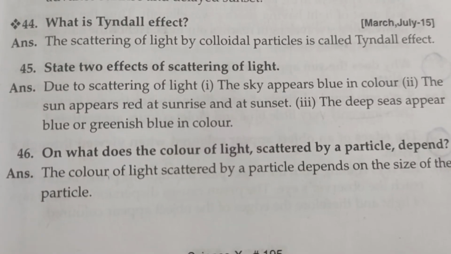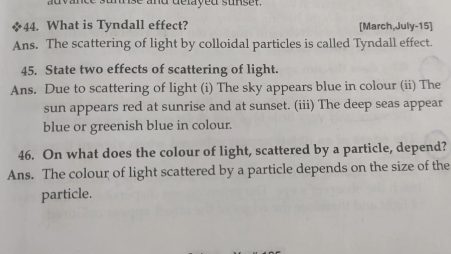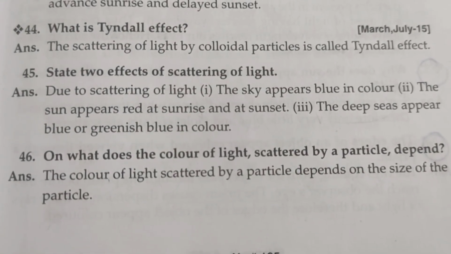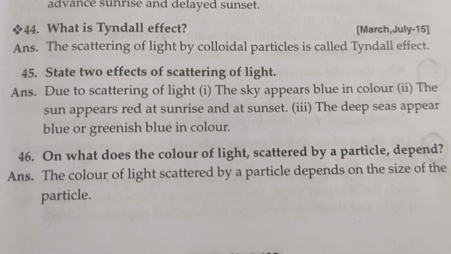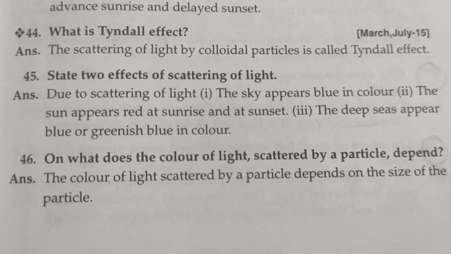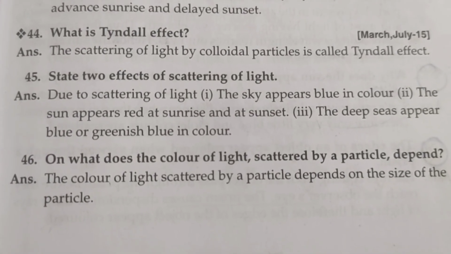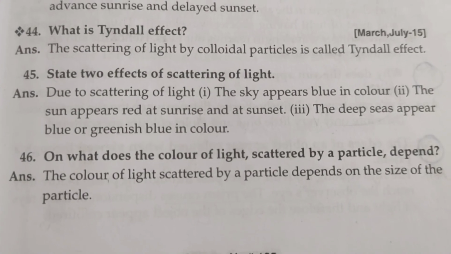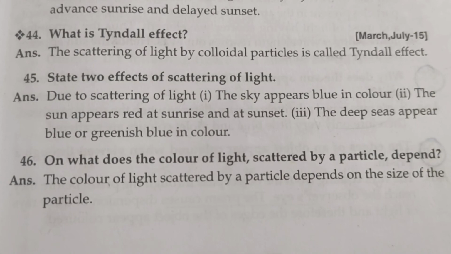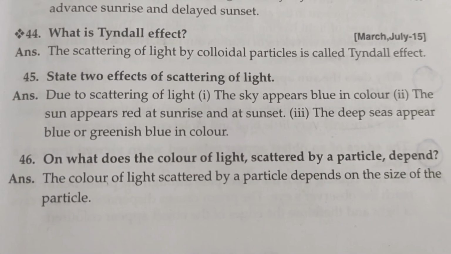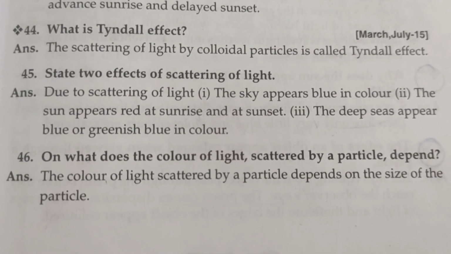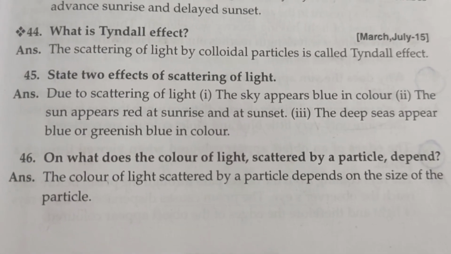What is the Tyndall effect? The scattering of light by colloidal particles is called the Tyndall effect. State two effects of scattering of light. Due to scattering of light, the sky appears blue in color. The sun appears red at sunrise and at sunset. The deep seas appear blue or greenish blue in color. On what does the color of the light scattered by the particle depend? The color of the light scattered by the particle depends on the size of the particles.